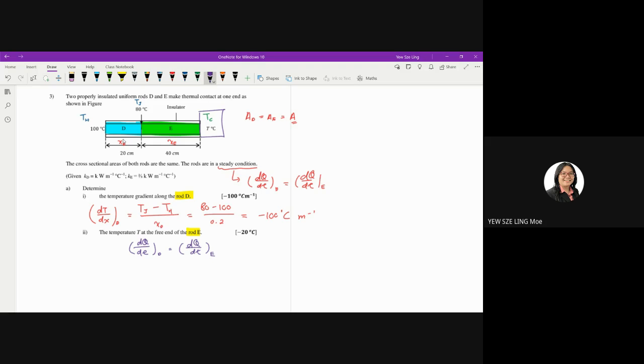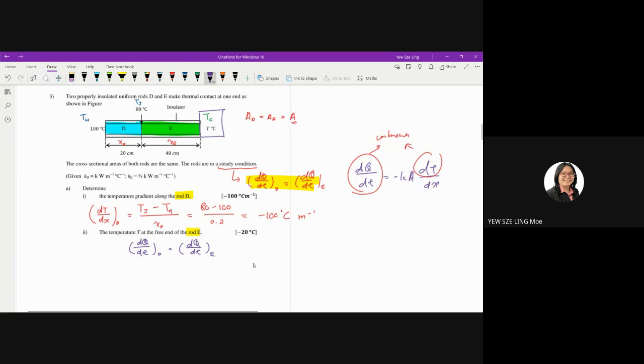If you're just looking at rod E, you don't have enough information to calculate TC, because you don't have the rate of heat transfer. If you apply dQ over dt equals negative kA dT over dx, you have two unknowns in one equation. You cannot solve it straight away. The only choice is to use this relationship, which tells you the rate of heat transfer in rod D is equal to that in rod E.